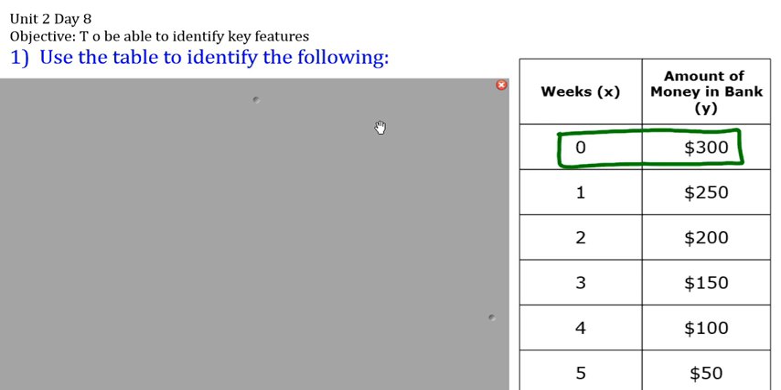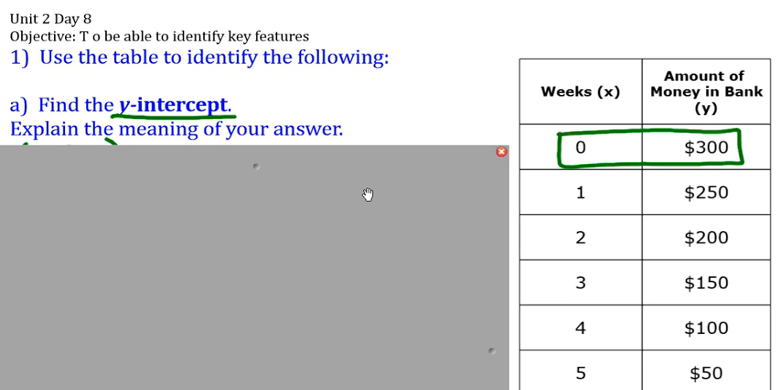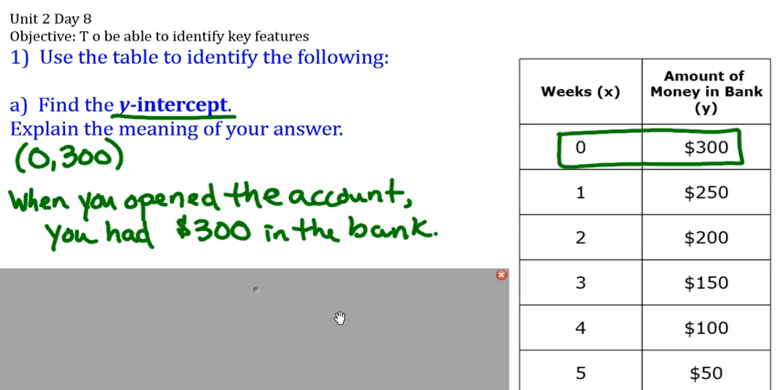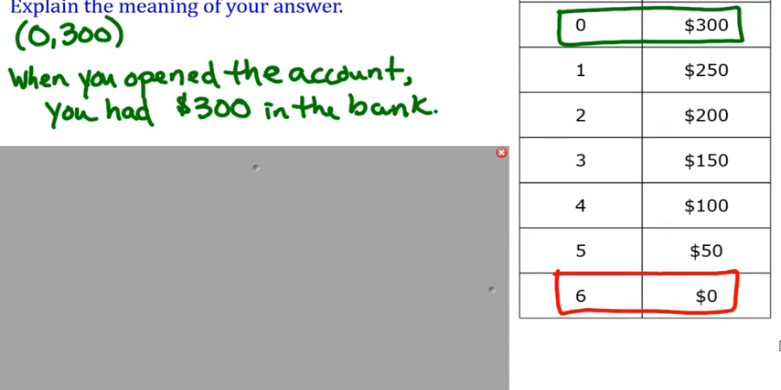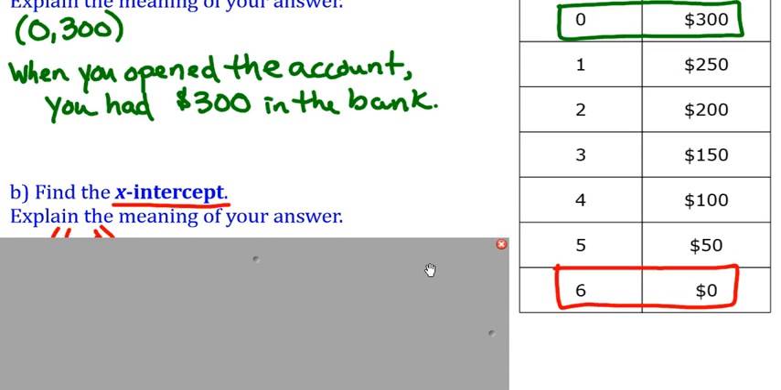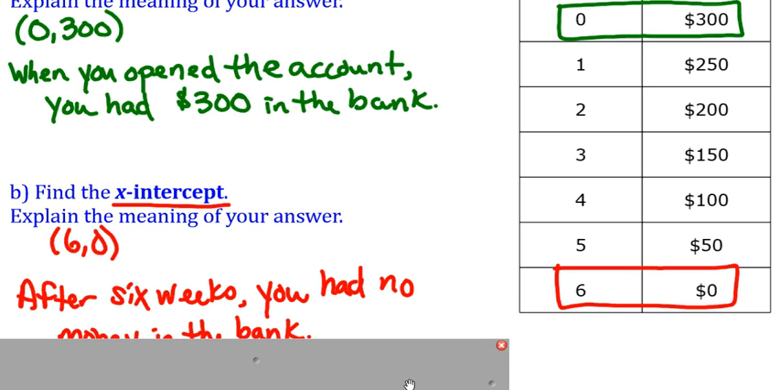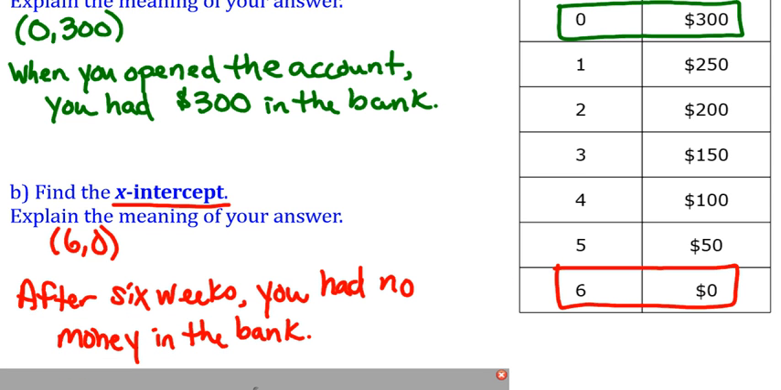Well, for our y-intercept, 0, 300, that means when we open the account, at week 0 means you just started, you have $300 in the bank. When we're looking for the meaning of the x-intercept, we said the x-intercept was at 6, 0, and what does that mean? Well, after 6 weeks, we have no money in our account at the bank. So that's using a table, looking for those key features for the x-intercept and y-intercept, and reviewing the meaning.